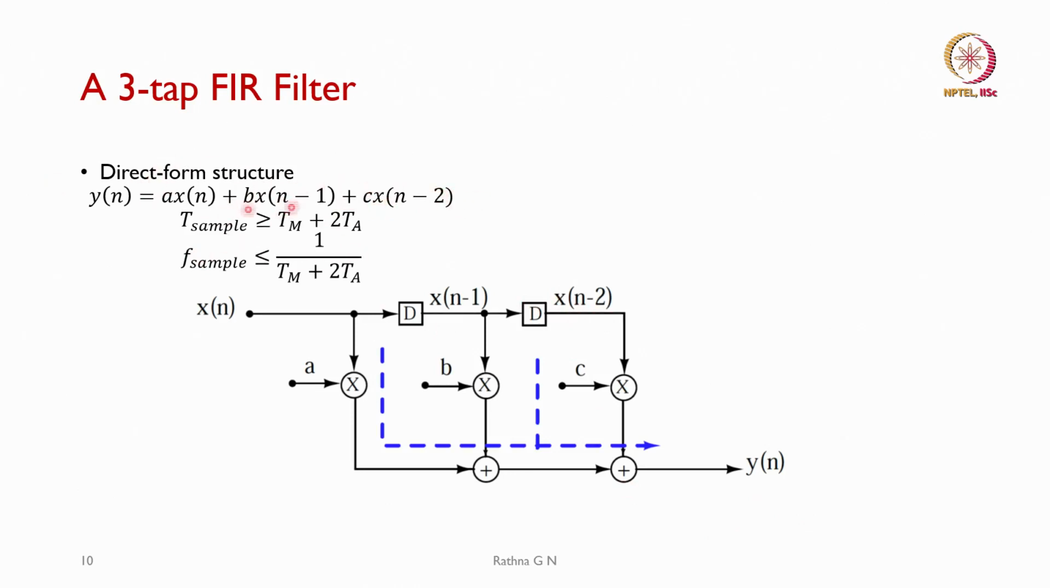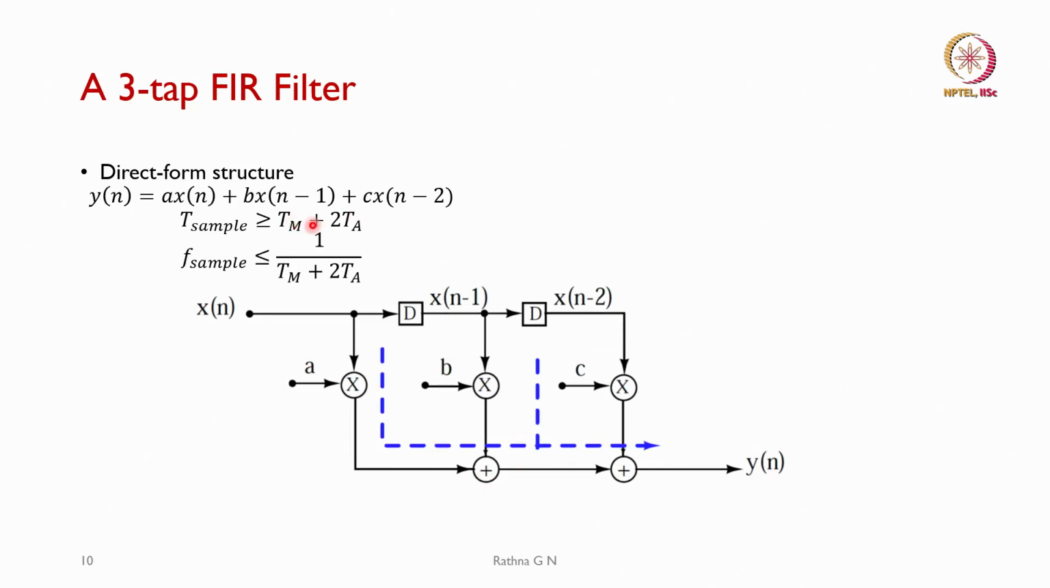When I consider the sampling frequency for this structure, the sampling period T sample should be greater than or equal to the time taken to do multiplication, plus the longest or critical path delay, which here is 2 adders. So it includes 1 multiplier and 2 adders.